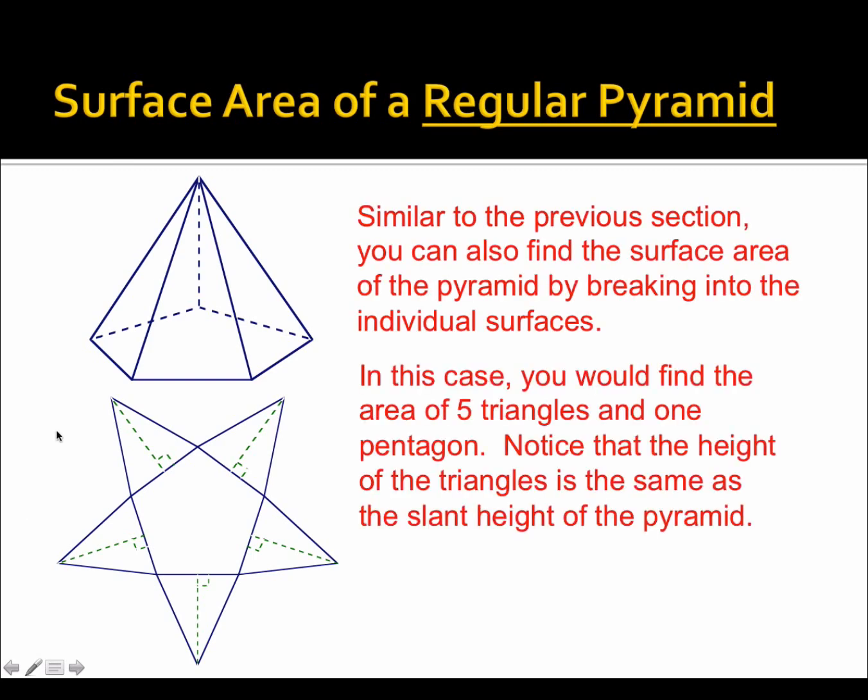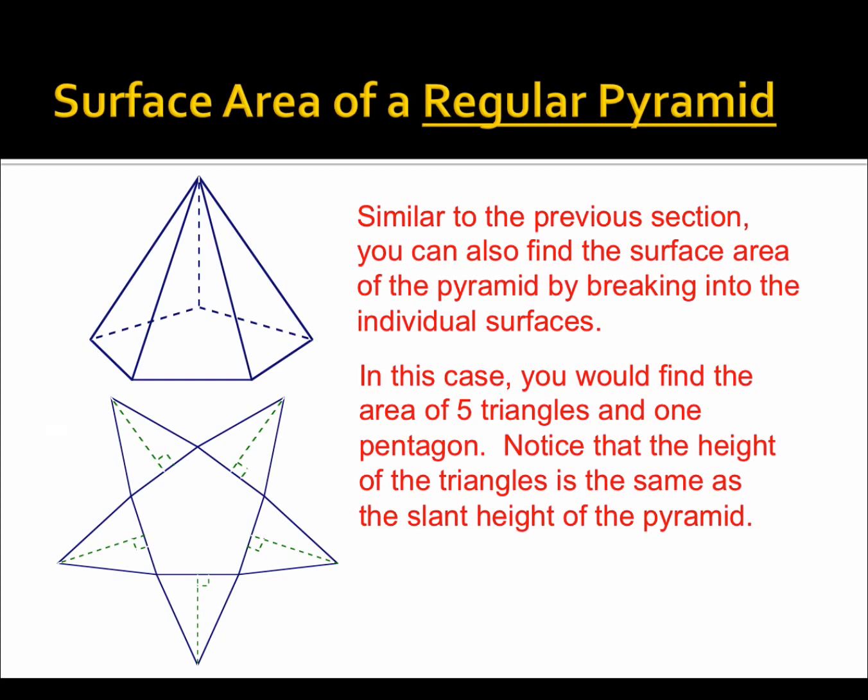So the slant height is just the height of one of the triangles. Beautiful. That formula works for any kind of pyramid, like a right square pyramid or a right pentagon pyramid. So that works for any of them? Okay.